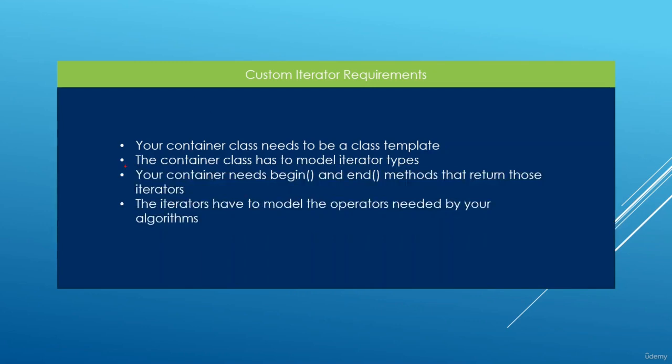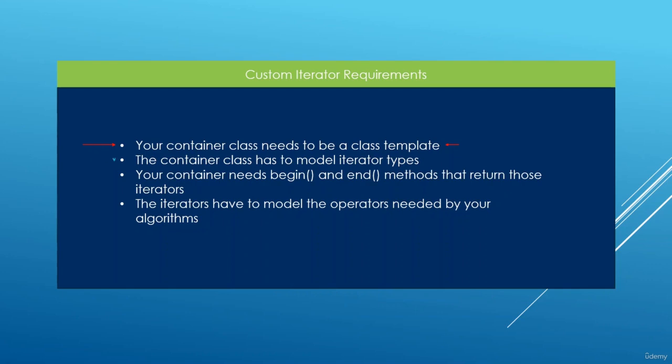Now, there are a few things you need to keep in mind if you want your custom container to support iterators. The first requirement is that your container needs to be a class template. Because if your container works on a single type, it's really not generic, so the standard library won't bother working with your container.